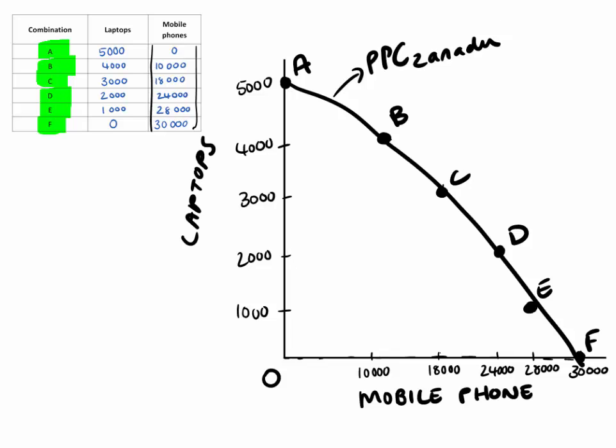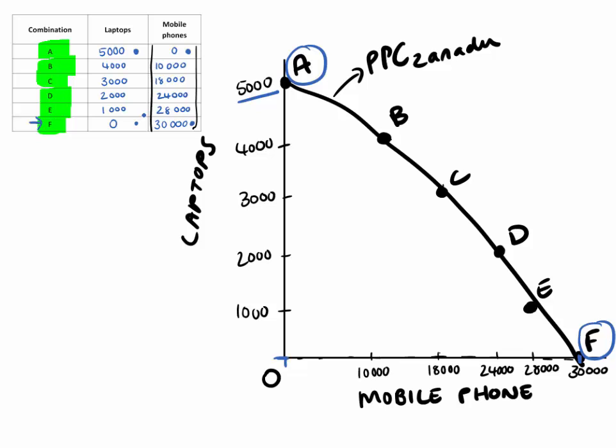Let's just review where I got all the information from. At point A, I have a production of laptops for 5,000 and 0 mobile phones. It's the same in the table. Point A shows 5,000 laptops and 0 mobile phones. Let's go to the other extreme. Point F, I show 30,000 mobile phones but no laptops. So here we see at point F, 30,000 mobile phones and no laptops.